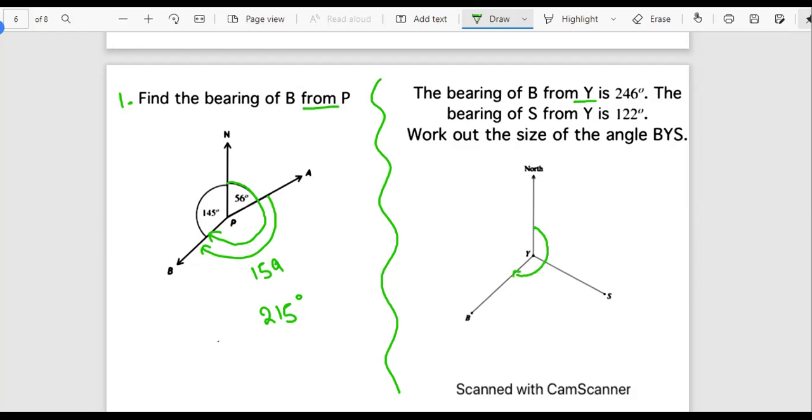And this angle is going to be 246. The bearing of S from Y. Okay. This angle is 246 and the bearing of S from Y. So again, from Y means north on Y, from S means we are going to measure this angle, and this is 122. So what is the angle BYS? That is very simple. We need to calculate this angle. Can anyone tell me?